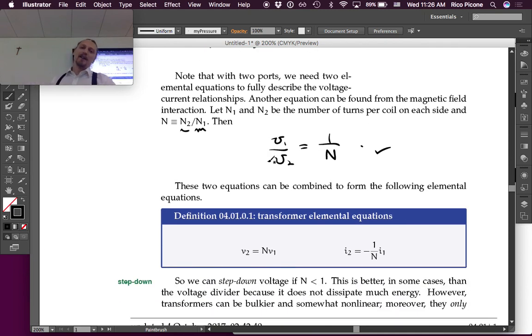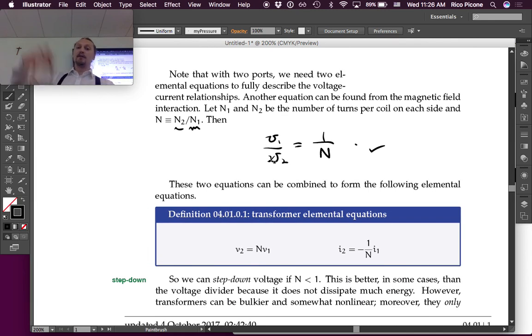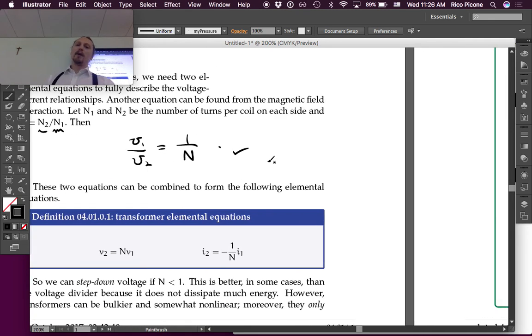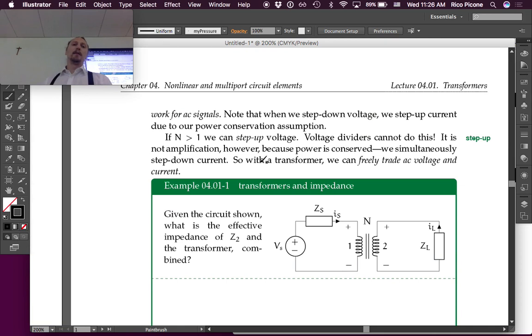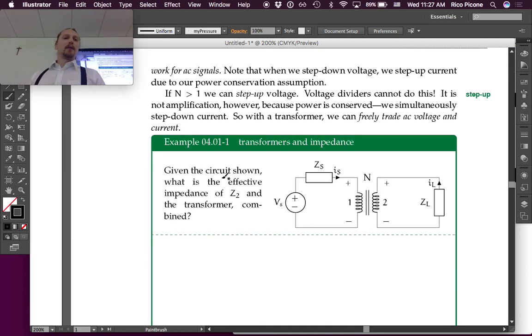All right, so back to our discussion. We learned how to step down voltage if we have n less than 1. Something that's really nice is that we can step up voltage if we choose n greater than 1, which is something we can't do with a voltage divider. Voltage dividers can't become voltage multipliers. They're just dividers. It's not amplification, however, because power is conserved, right? We simultaneously are stepping down the current. So you can trade off, right? With a transformer, we can trade AC voltage and current.